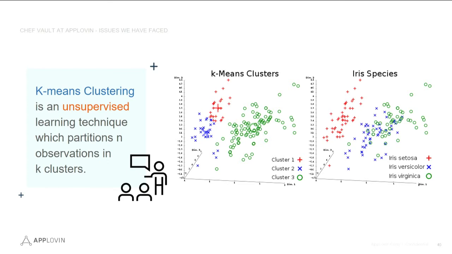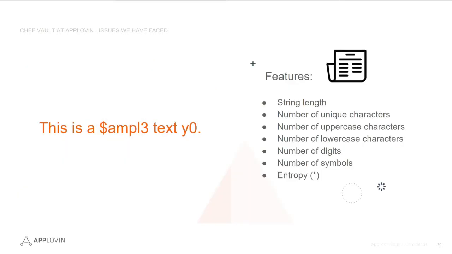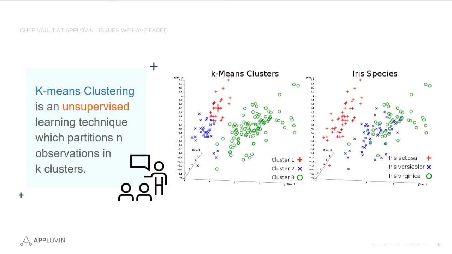Our first model was using k-means clustering. It is an unsupervised learning technique which partitions observations into k clusters. Basically, you can have clustering based on length, number of unique characters, uppercase characters, etc. And you'd have to analyze them and figure out which clusters are actual secrets or not.